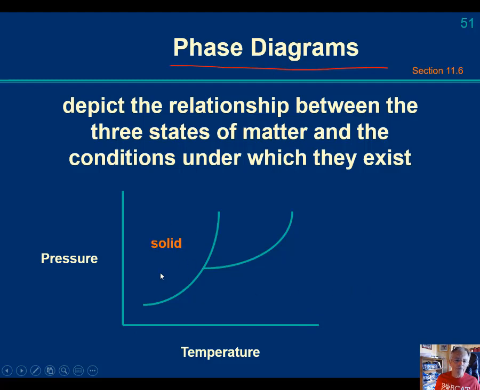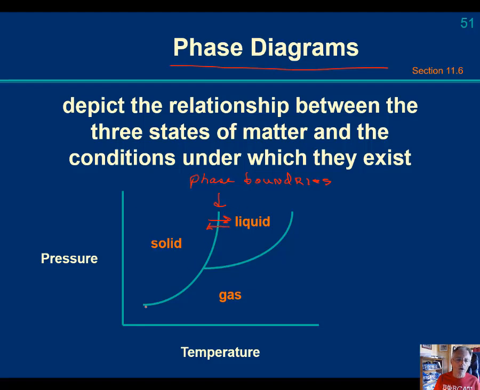And then in this area of the phase diagram, we have solid. Over here on the right, gas. And in the middle, the liquid phase. These lines, which describe conditions of pressure and temperature at particular combinations, are called phase boundaries. And phase boundaries are areas of pressure and temperature in which the phases are in equilibrium with each other.